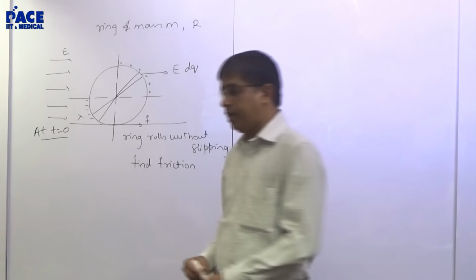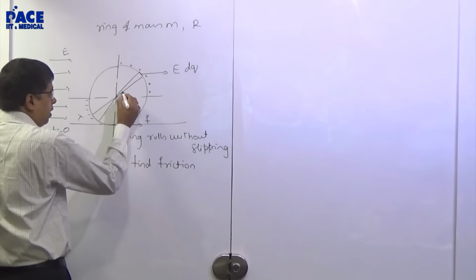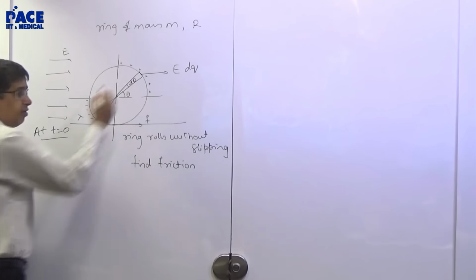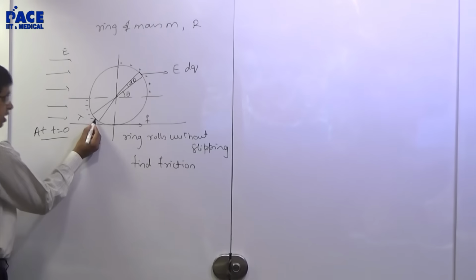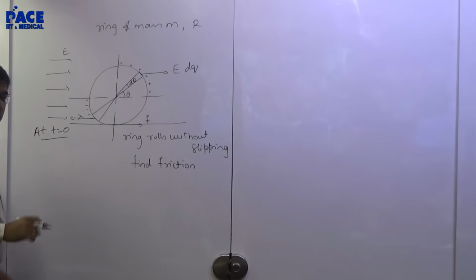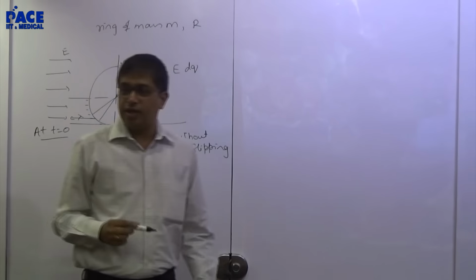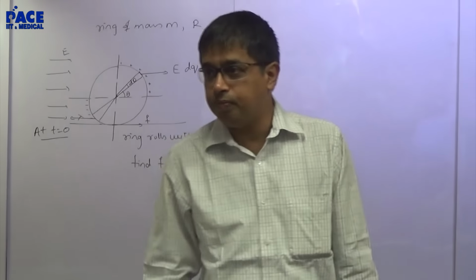Let me also solve it. Have a look at this. You take a small element here. This is theta, this is d theta. Positive charge experiences a force in the direction of the field and negative charge experiences a force opposite to the direction of the field. So technically these both forces will cancel out each other. Net force on the body because of the electrostatic field will be 0.